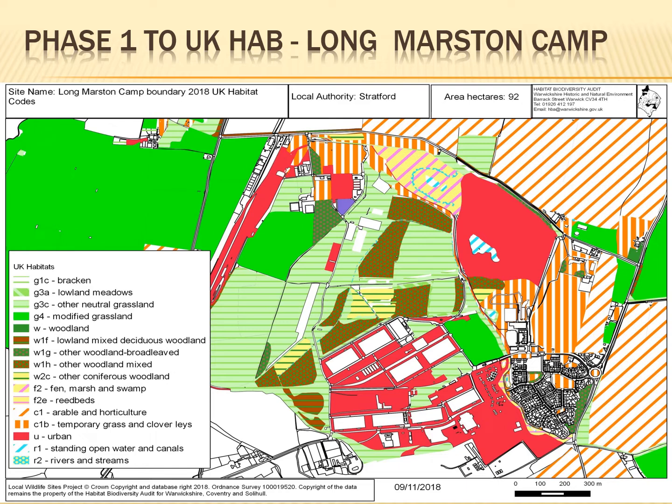This is the example of Long Marston, originally mapped at phase 1 habitat, and then using the code conversion to a UK habitat classification. And basically what you've got is a more detailed account of the land use, including urban areas, which you would not get on a phase 1 habitat map.